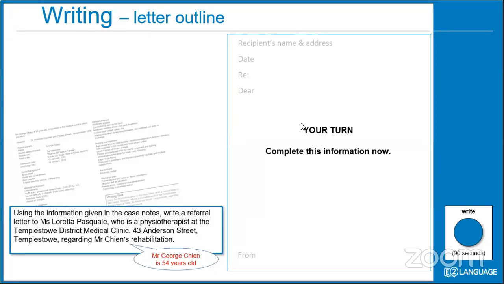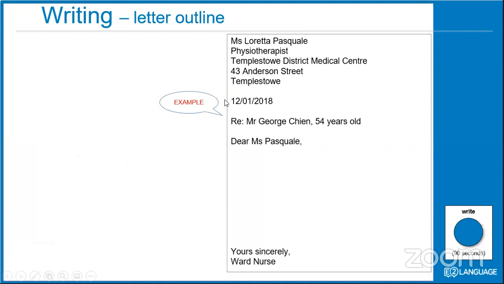Let's have a look and see what the form should be. Ms. Loretta Pasquale, physiotherapist, Templestowe District Medical Centre, 43 Anderson Street, Templestowe, 12/01/2018. That's my preferred format. It doesn't really matter, but as I said, you may have multiple dates, and this is the tidy way of doing it. Then the reference line, re Mr. George Shen, 54 years old, or aged 54, or you could put his date of birth. Dear Ms. Pasquale, comma, write the letter, then Yours sincerely, comma, ward nurse. That will suffice.